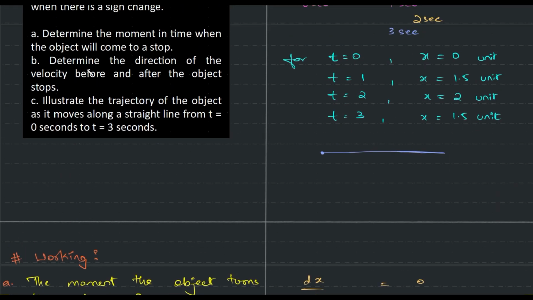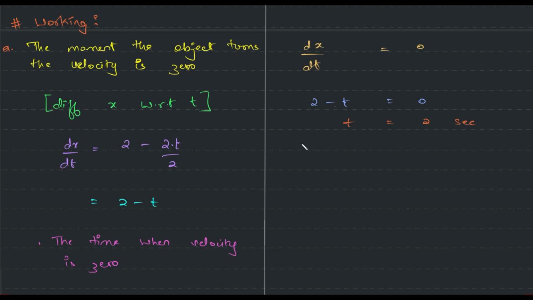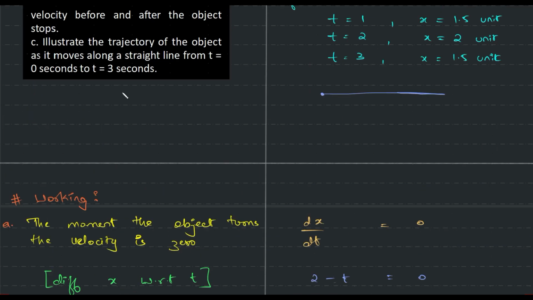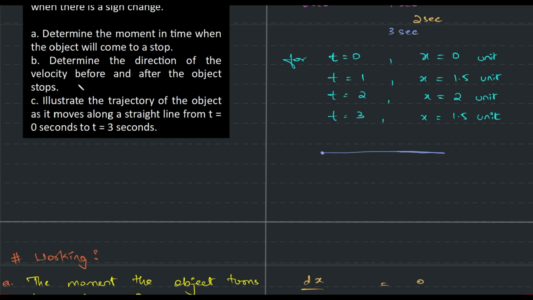Then B, determine the direction of velocity before and after the object stops. Before it was, say, moving to the right. So I don't have space over here. So I'll just mention it over there. Before it was right. And after that it is left.